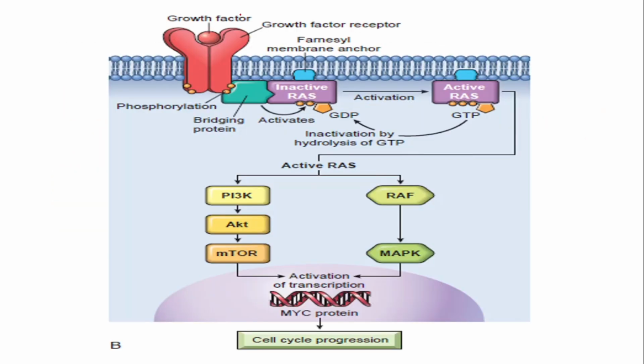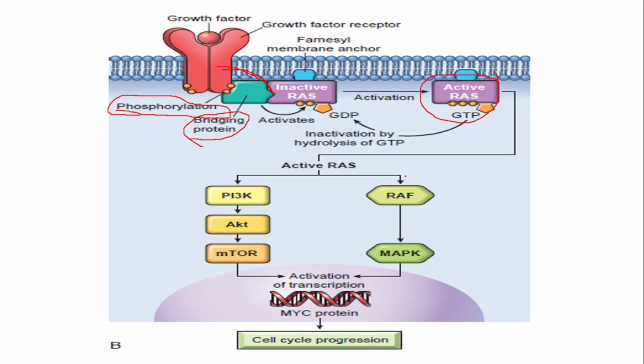Whenever this growth factor binds to the receptor, this first causes phosphorylation. Following phosphorylation, this binding protein comes and attaches to this couple, the receptor and an inactive RAS. Binding of this binding protein leads to the activation of RAS, that is, when GDP is converted to GTP.